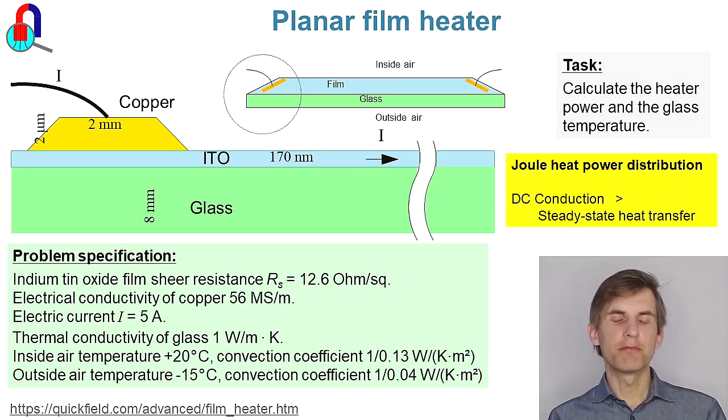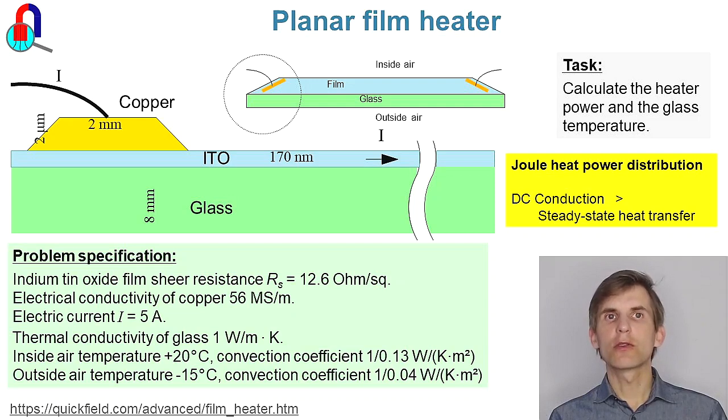Planar film heater. An electric film heater is used to heat up the glass. The glass thickness is 8 mm and the film thickness is 170 nanometers. The glass size is 1 meter by 1 meter. The electric current value is 5 ampere DC current.